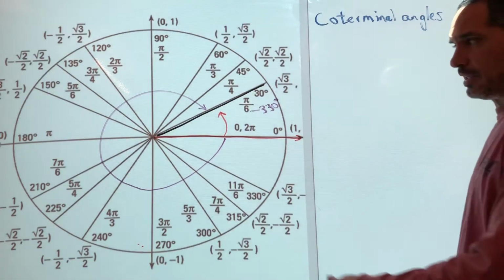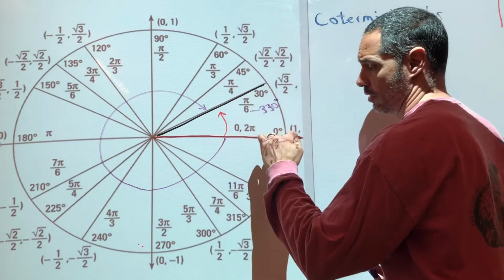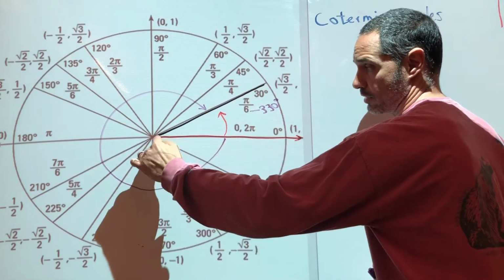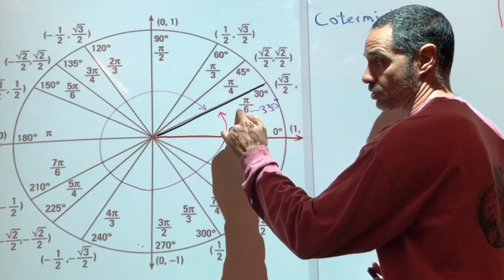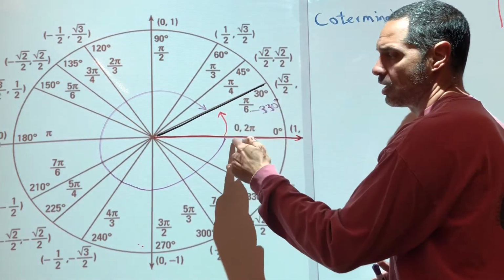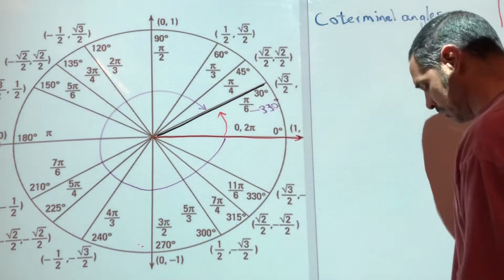So terminal means where the angle ends. I always start on the positive x-axis. And if I went in this direction, the positive direction, counterclockwise, it was 30 degrees. But if I went clockwise, it was negative 330 degrees.